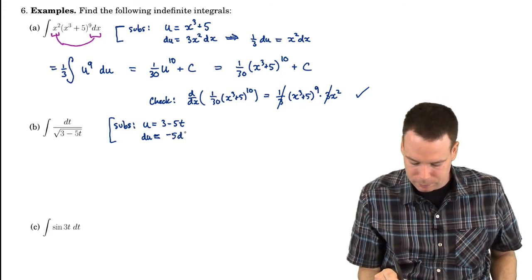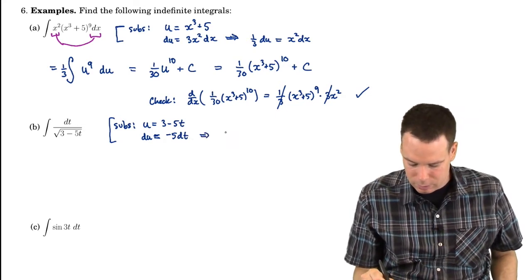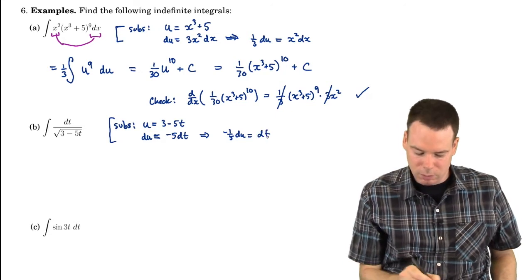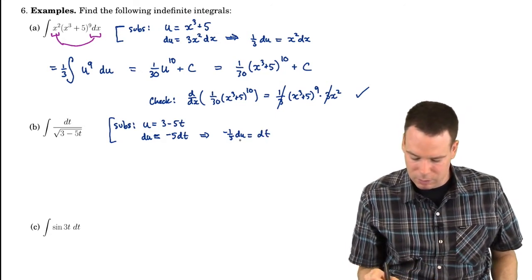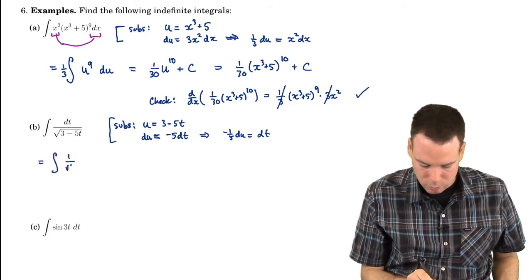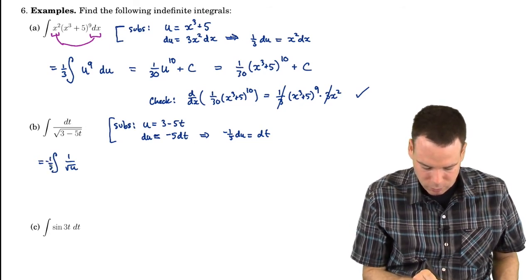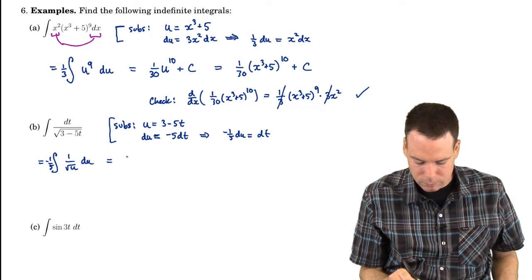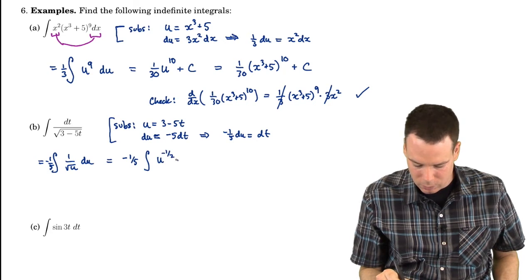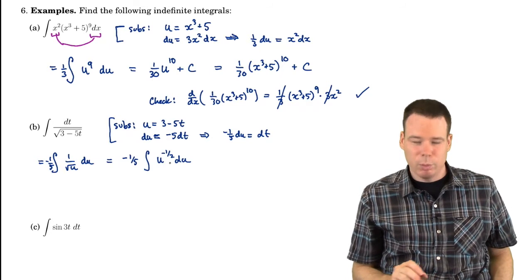So keep at it. Take its derivative, that's negative 5 dt. That means that negative 1/5 du is equal to dt. So I can replace the dt on top with a negative 1/5 du, and this becomes then 1 over root u. The dt gets replaced with the negative 1/5 du, which then becomes u to the negative 1/2 du. So there is the integral that we boiled it down to.